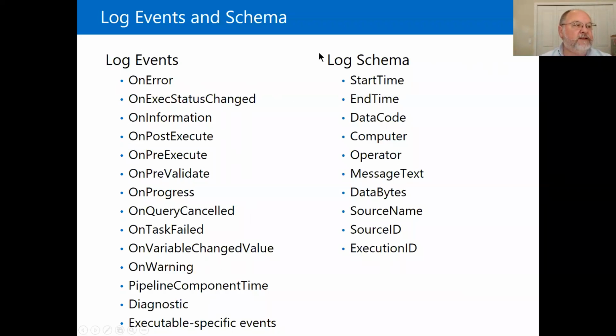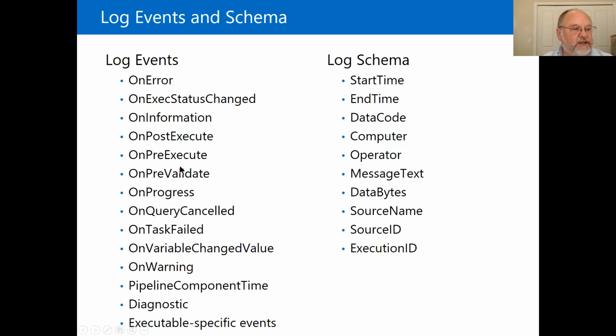And then they call it log schema. Basically, it's saying for each one of these events, you can choose to do any or all of these pieces of information. So on the pre-execute event, I could say I want the start time and the end time and the source ID. That's the ID of the actual task. But on warning, I want the computer name, the operator, you know, who's actually running this, and the message text. What was the warning? And I can do different things.